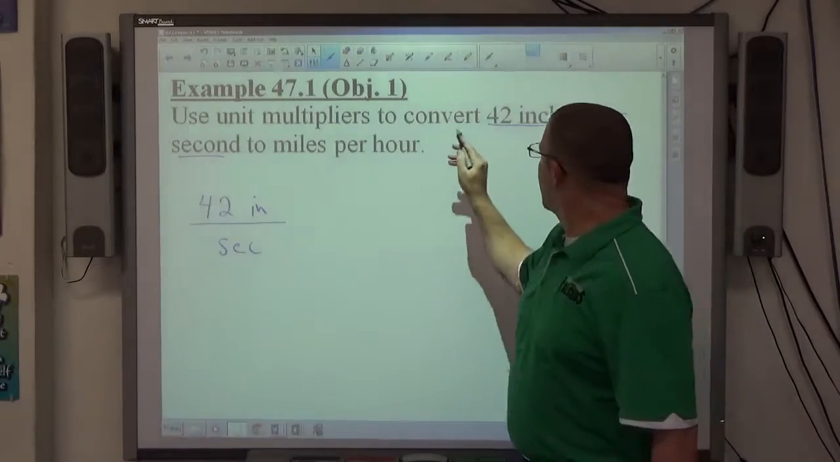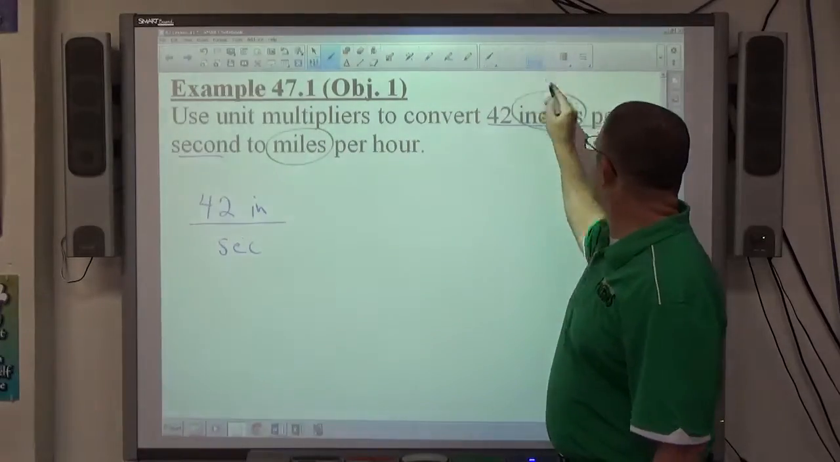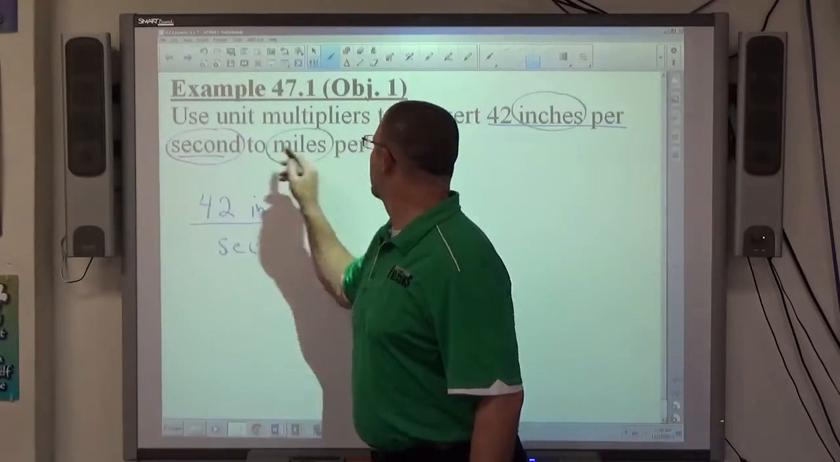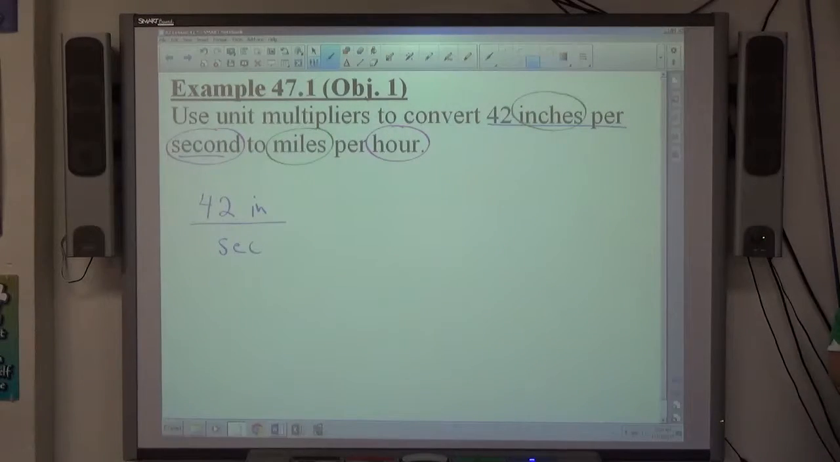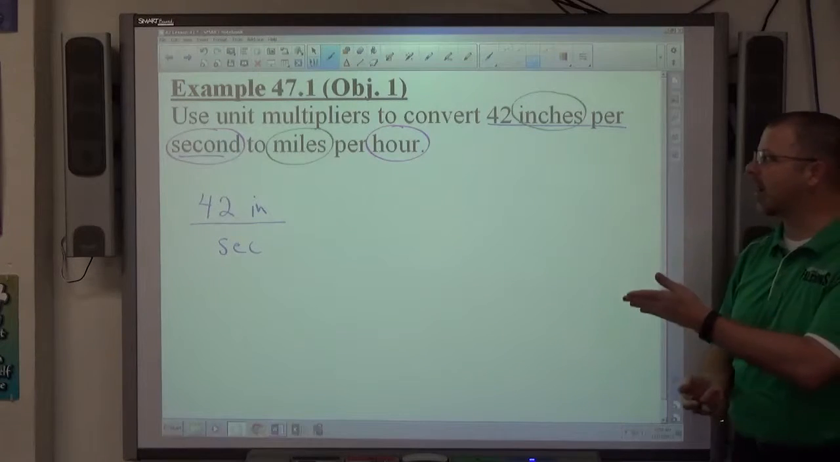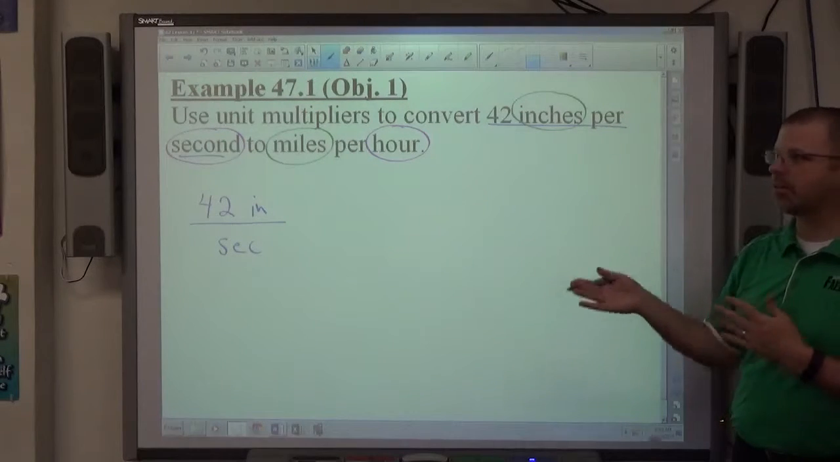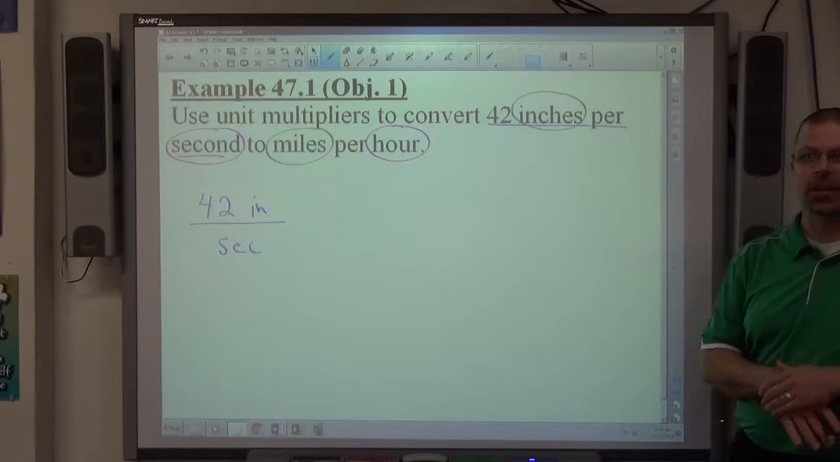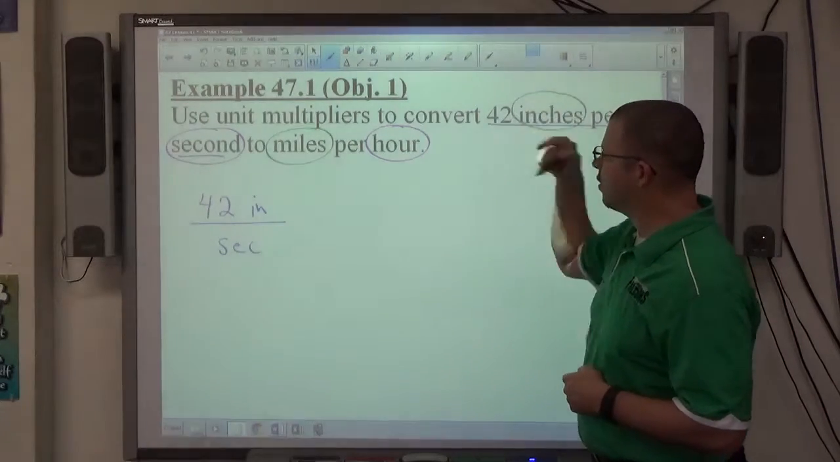Now, my goal is to change inches into miles, and I'm going to change seconds into hours, and the green conversion has no effect on the purple conversion and vice versa. So I can do either one, whichever time I want. If I want to do inches to miles first and seconds to hours second, I can do that. If I want to do seconds to hours first, I can do it. It doesn't matter what order you do it in, just as long as you do it. So let's just do inches to miles first.